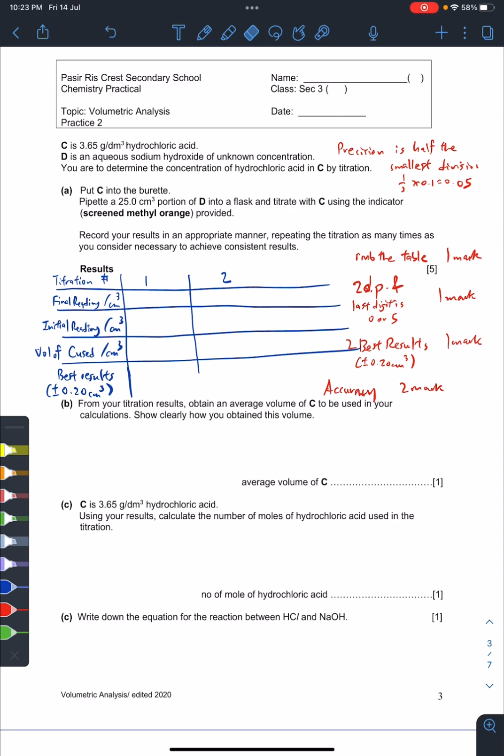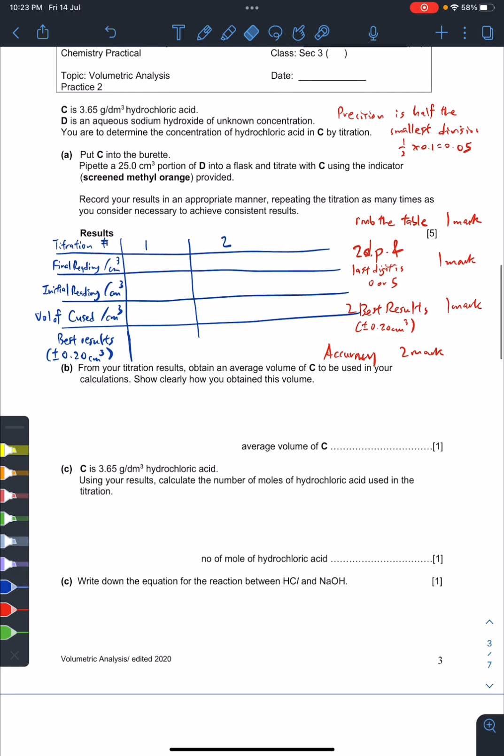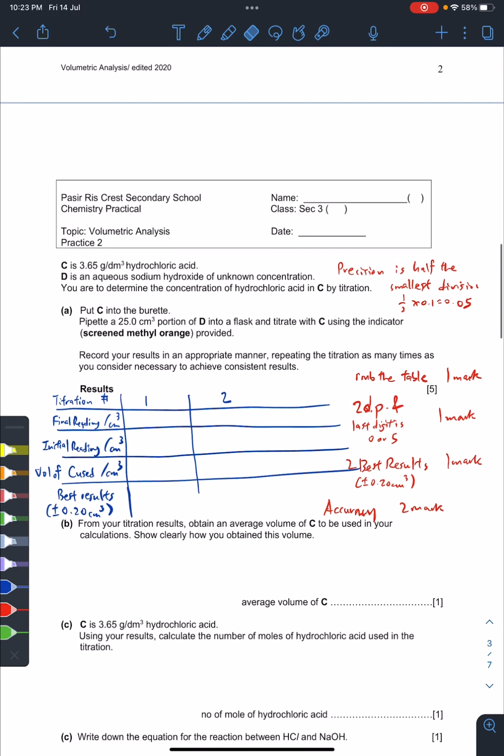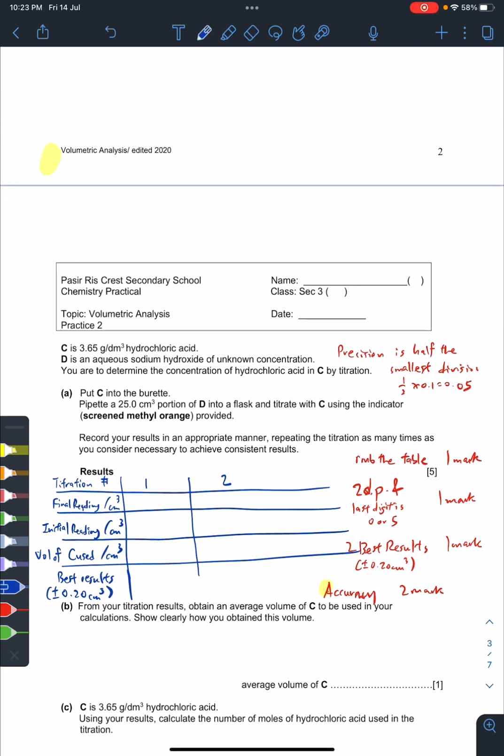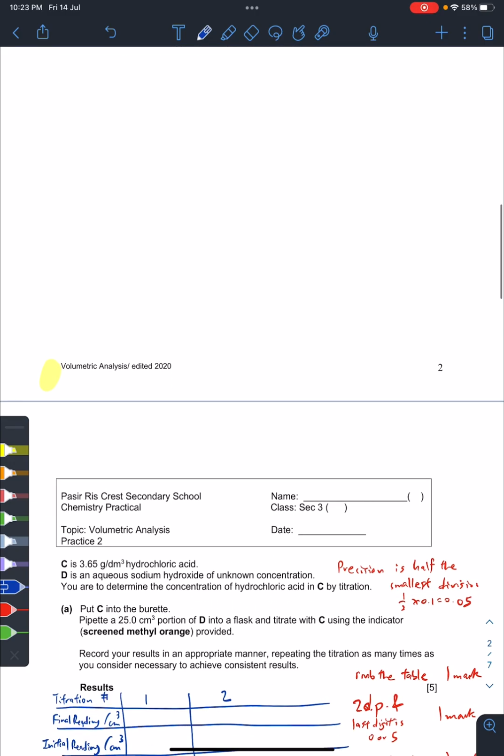So let me explain a bit more what is this accuracy mark. So let me cook some values out, okay? Accuracy mark. I'm gonna give you some hypothetical situation, because it can go a few ways. So hypothetical situation is this. So let's say student A, your reading is 0.00, 21.00, 0.00, 21.00. So that means this person got 2 best results, right?